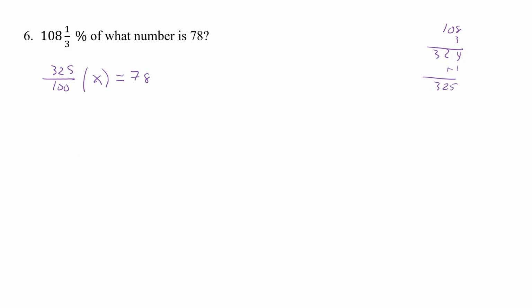All right, so now we've got a simple equation. We have a fraction here, a number here. So to get rid of this fraction, we can multiply by 100 over 325, and we can multiply that by 100 over 325. And so that cancels that, and we get x equals, now at this point, maybe we do want to reduce this.